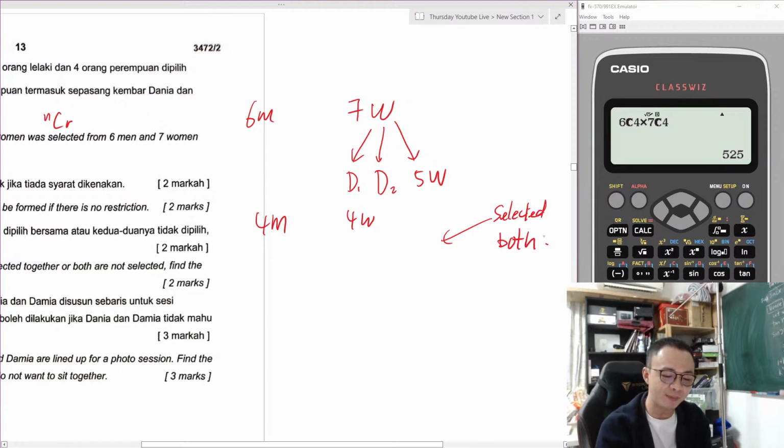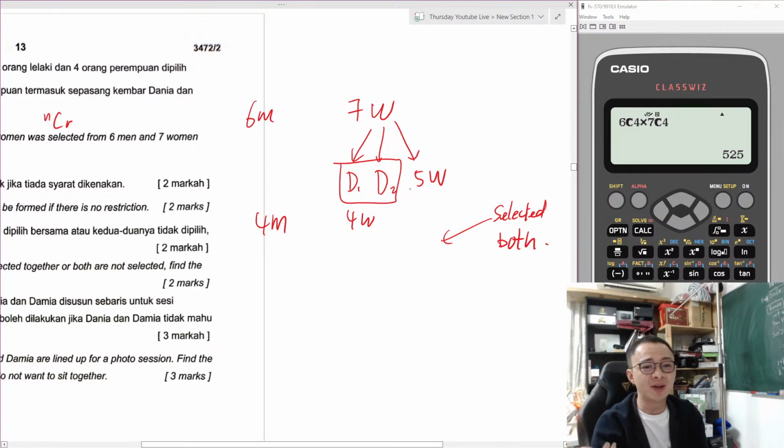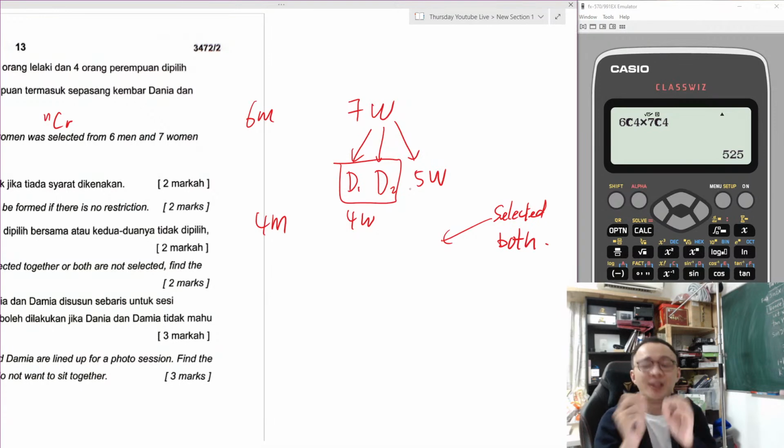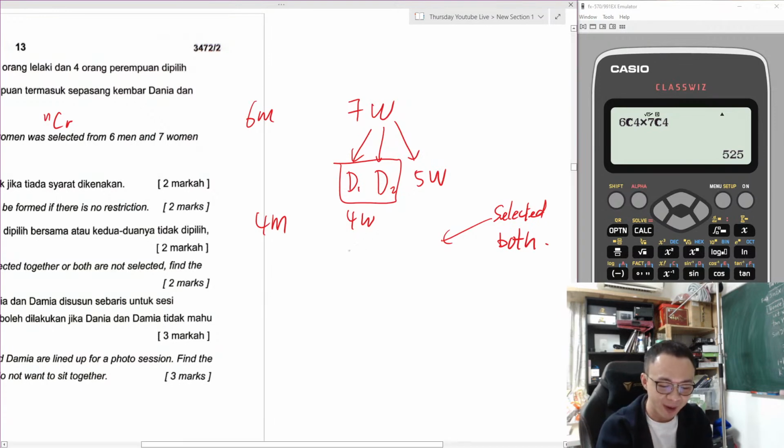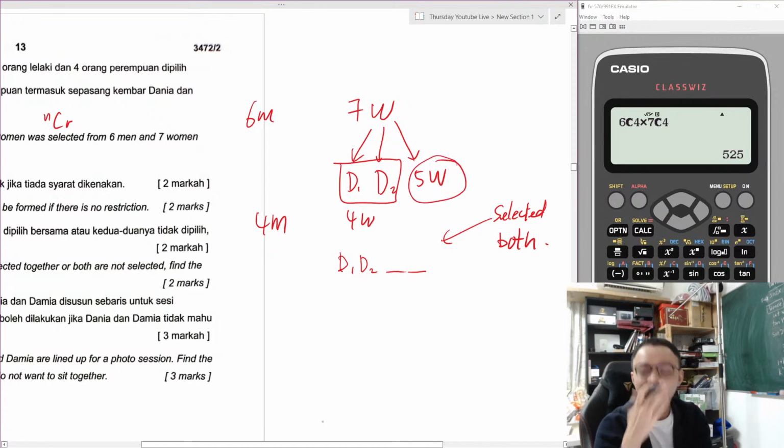So if you want to select both of them to join, I'm not going to do something at 2C2, because I already know both of them are the particular individuals. So over here, both D1 and D2 are going to take their places already. I need two more female. So basically I need to select from the five women here. So this one will be 5C2.